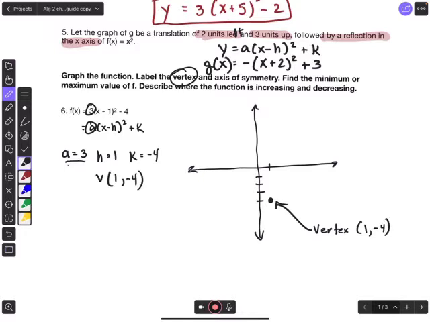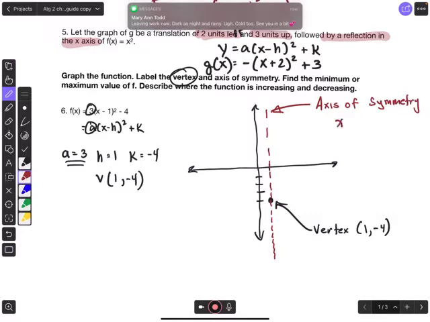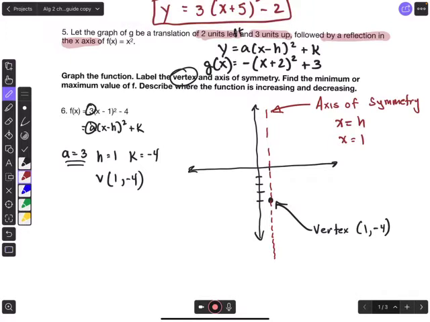What's the 3 tell us? The A value. It tells us it's going to open up, and it also tells us it's going to be narrow, stretched in the y direction. Before we do that, let's go ahead and draw on our axis of symmetry. I noticed on the quiz some people are still getting this axis of symmetry wrong. The axis of symmetry always goes through the vertex right down there, but the axis of symmetry is always just going to be x equals h. So in this case, x equals 1.